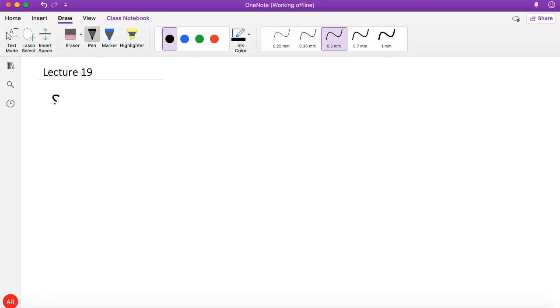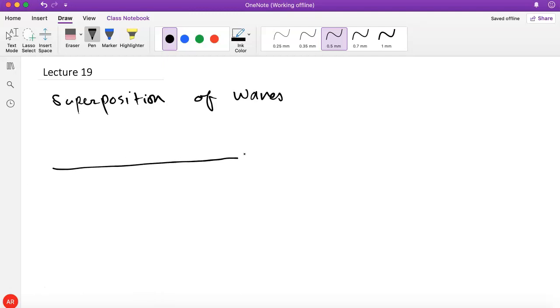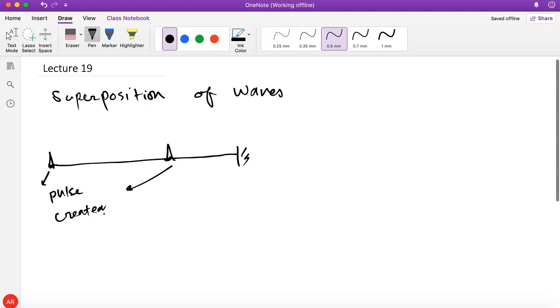So let's say superposition of waves. So suppose you have this stretched string here, and you take this point, move it up and down, so pulse created. Suppose you also take this point, move it up and down, right? So you also create a pulse over there.